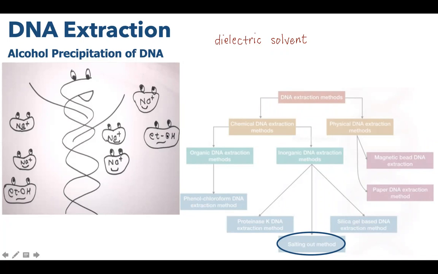But if we add alcohol such as ethanol or isoamyl alcohol, this solvent has a lower dielectric constant than water. This means in the presence of alcohol, the sodium ions can now feel the negative charges of the phosphate groups. Since they can feel the negative charges more, they can now form ionic interactions. The effect is that the negative charge of the phosphate groups are neutralized. And you know that neutral molecules tend to precipitate out of solution. So this is the principle behind alcohol precipitation of DNA.